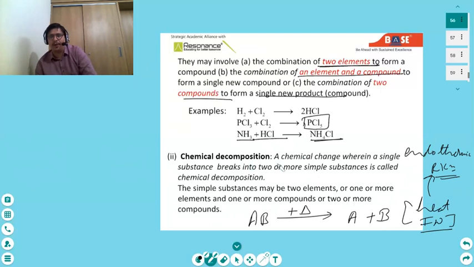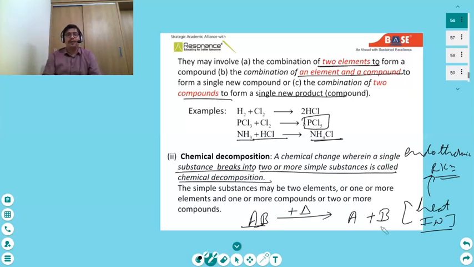So in a chemical decomposition reaction, a chemical change takes place where a single substance like AB breaks into two or more simple substances. Now this A and B, either they can be an element or a compound, but one of them must be in elemental form. Exceptions are there in that also. The simple substances may be two elements, or one or more elements and more compounds, or two or more compounds.